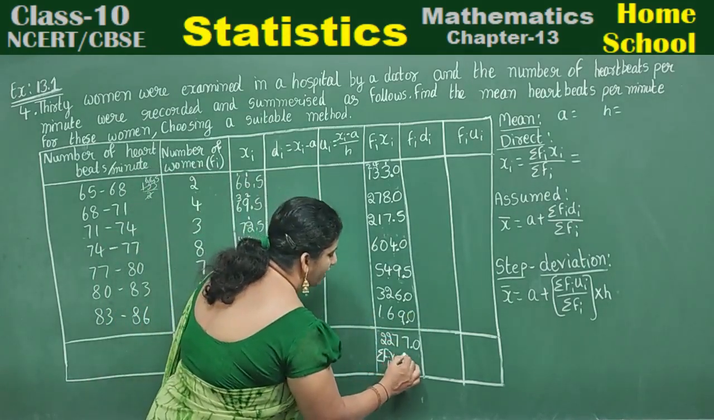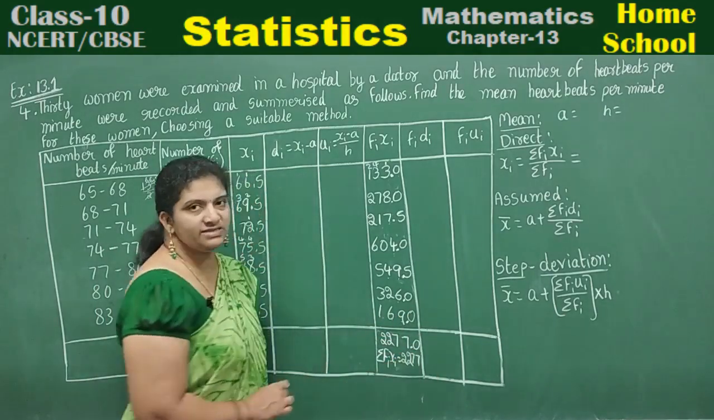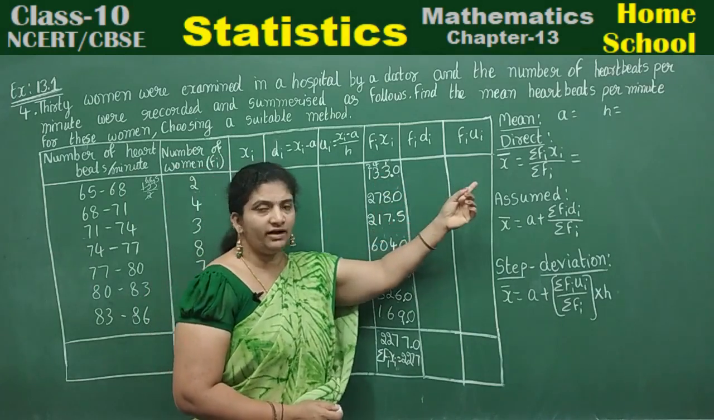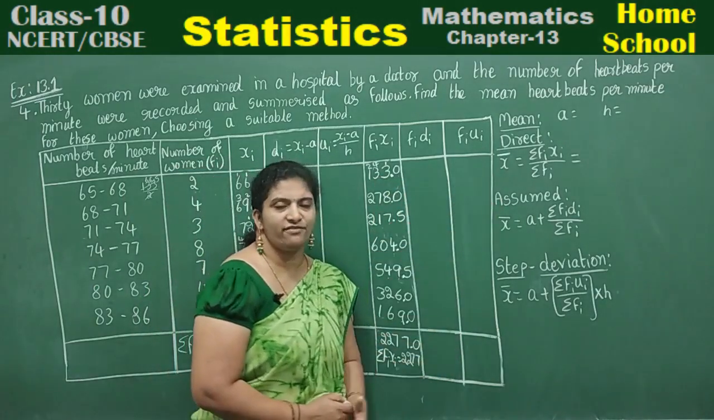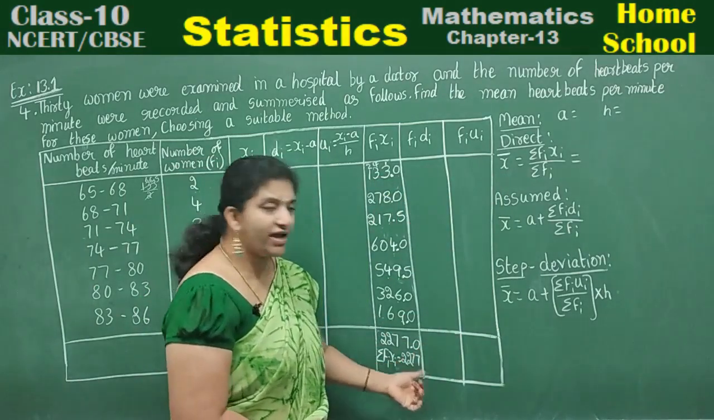Therefore, summation Fi Xi is equal to 2277. Now, find the mean by the direct method. X bar is equal to summation Fi Xi by summation Fi. What is the summation Fi Xi value?